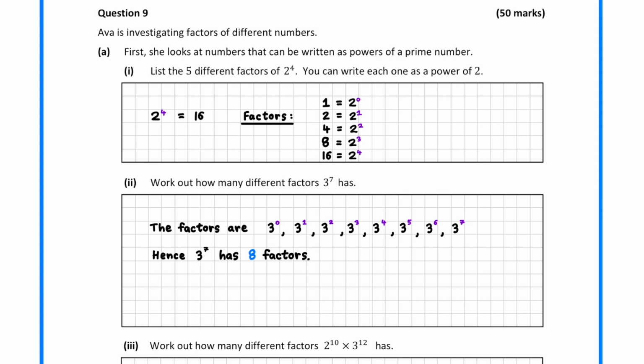In question 9AI, we must list the factors of 2 to the power of 4. 2 to the 4 is equal to 16, and the factors of 16 are 1, 2, 4, 8, and 16. Notably, these can be expressed as all the integer powers of 2 from 0 to 4.